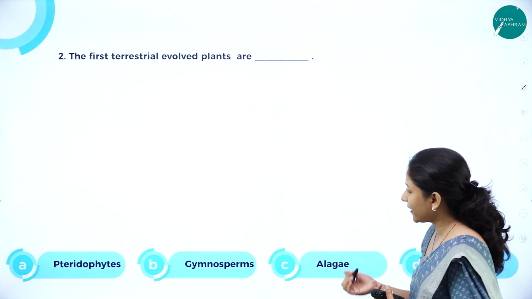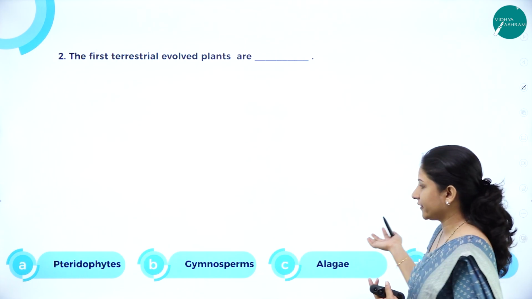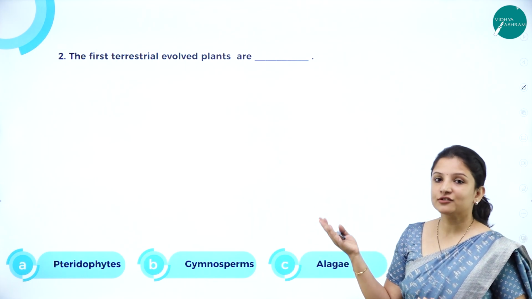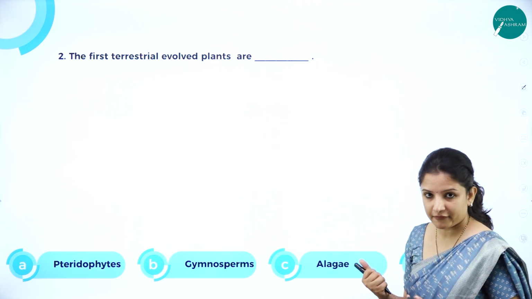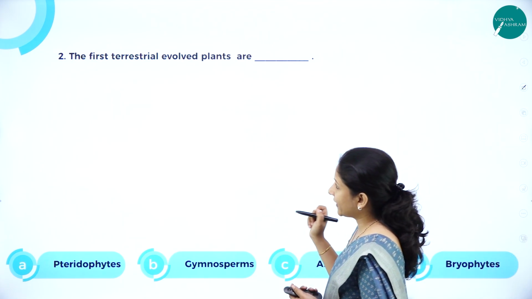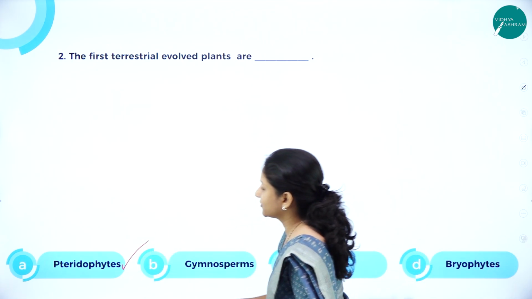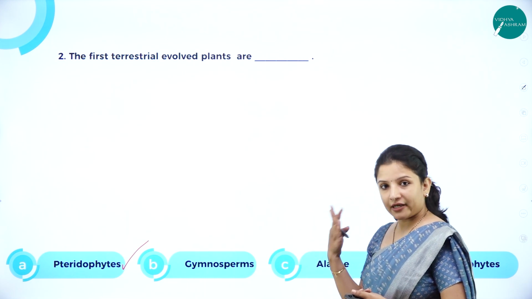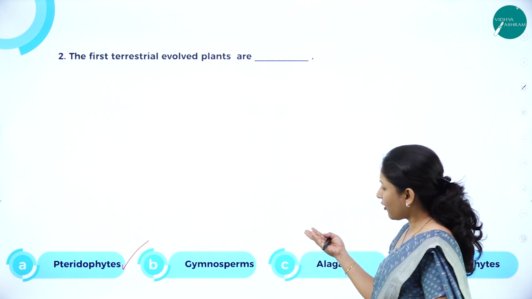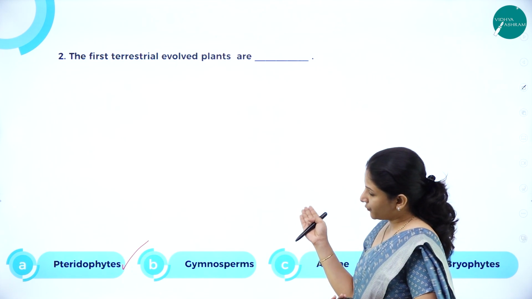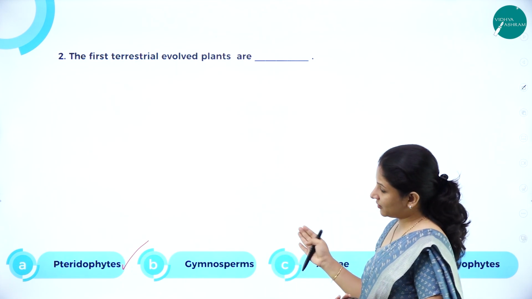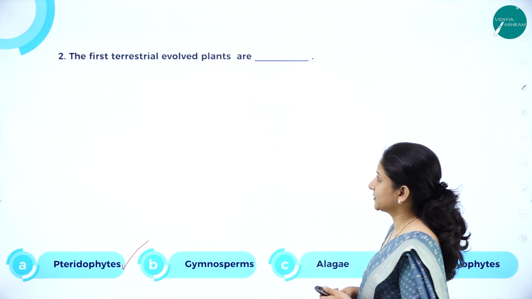Why? Because pteridophytes have evolved from algae and bryophytes, but they are the first plants to have vascular tissues in them, xylem and phloem. So that is why pteridophytes is the right answer here. They are the first terrestrial plants. Right in the dinosaur era itself, you can find the pteridophytes, also the gymnosperms. But the gymnosperms also have vascular tissues, but the first evolved is pteridophytes.